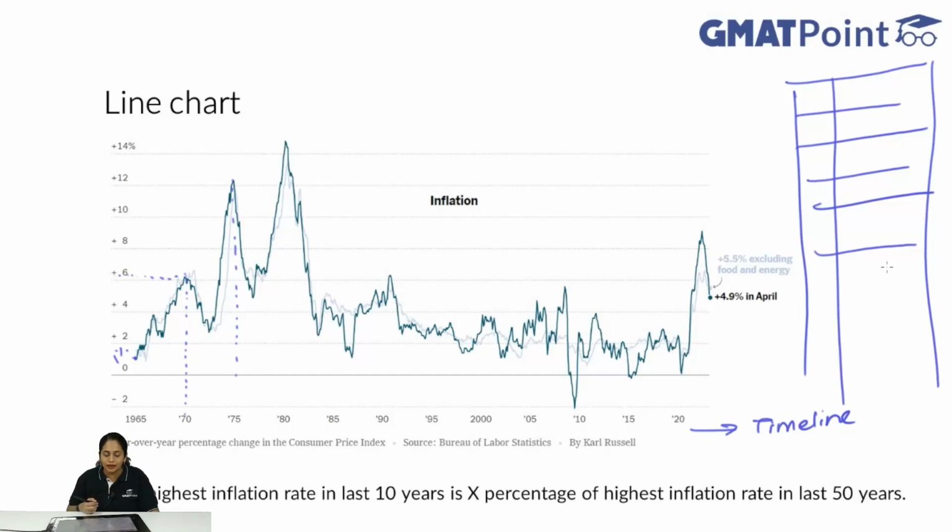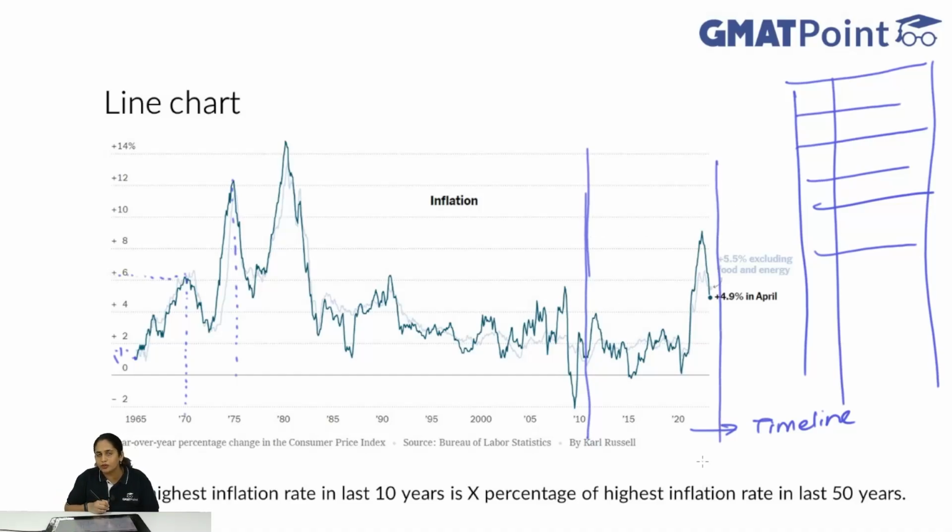So let us take a look at the statement first and find out what values are really relevant for answering that given statement. The statement is: the highest inflation in the last 10 years is X percentage of the highest inflation in the last 50 years. How do you find out the highest inflation in the last 10 years? You have 2020 and slightly beyond 2020, so it's around 2022. So the last 10 years would be somewhere around this to this period.